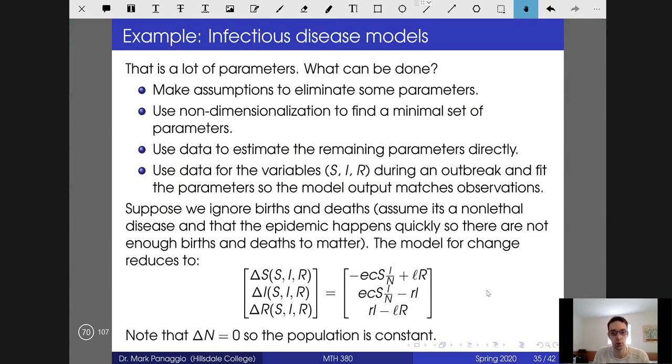But what I want to focus on now is what do you do next? Once you've got your model set up, even if you can solve it numerically, how do you actually apply this to data? And there are a few things that you can do.